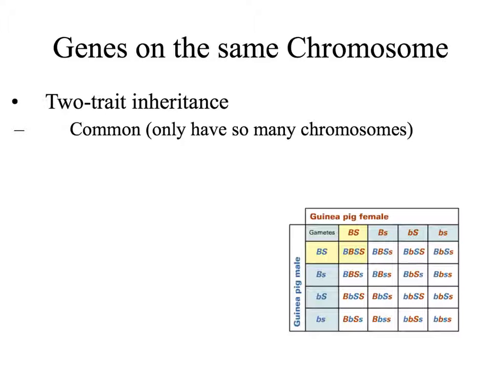Another interesting thing to look at is that there are many genes on one chromosome. We can actually trace these traits or genes more than one at a time. So if we look at two traits at one time, it's called two-trait inheritance. Mendel did this with his peas, and this is how he figured out the law of independent assortment.